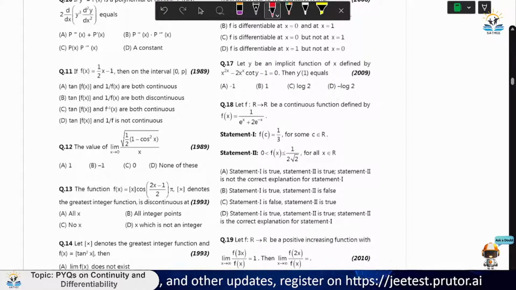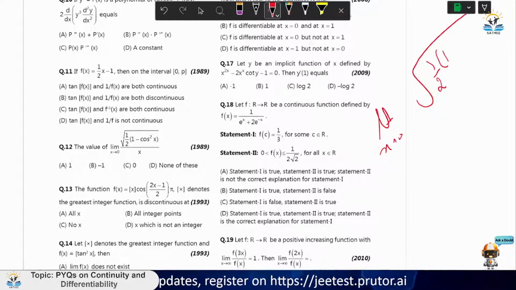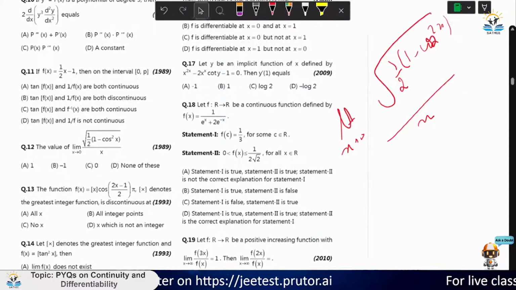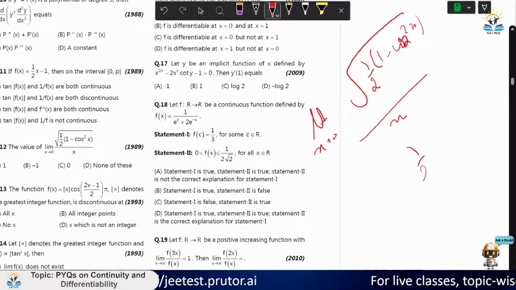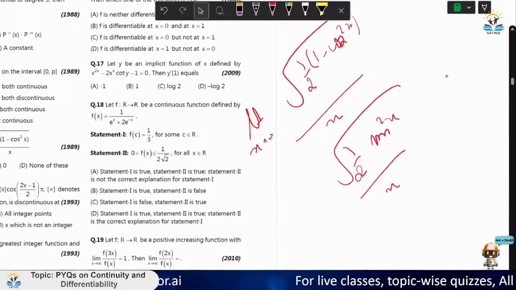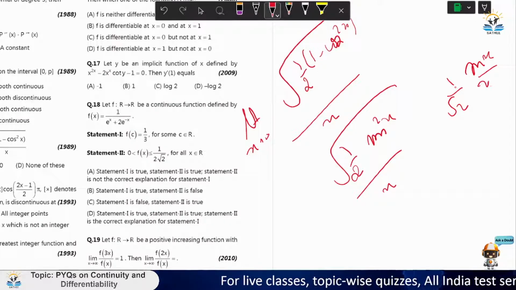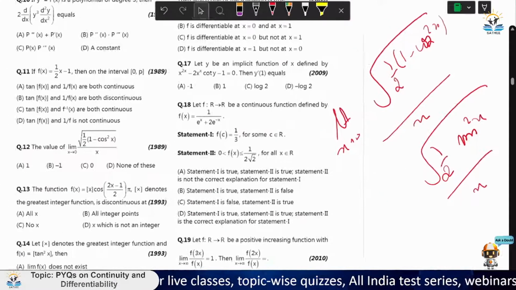Let's see the 12th one. The limit x goes to 0 root of 1 by 2 1 minus this by x. So now let's differentiate, or let's not differentiate. Let's write it as this. We have a root, we have x. I'm left with 1 by root 2 sin x by x, a modulus of it rather. And this goes to 1, so I'm left with 1 by root 2.